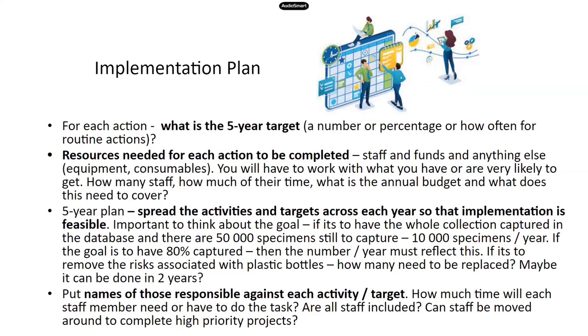Put the names of the responsible people against each activity and target, and think about how much time each staff member will need to do that task. Is it a week, a year, 2 weeks, 6 weeks? In a year, how long will it take them if they do it all day, every day? Check and see, are all the staff who work in the collection included in this plan? Maybe there's some that are not. Then you've got to figure out, well, what are they actually doing? And they should be in the plan.